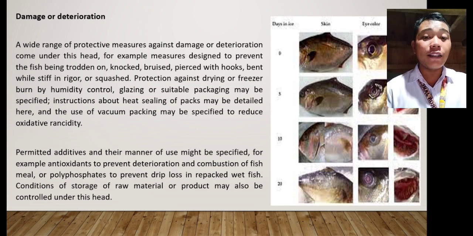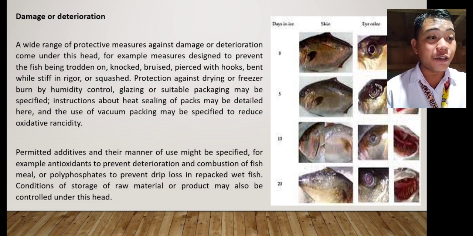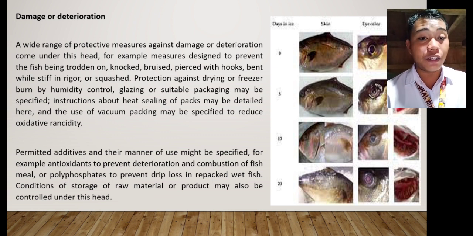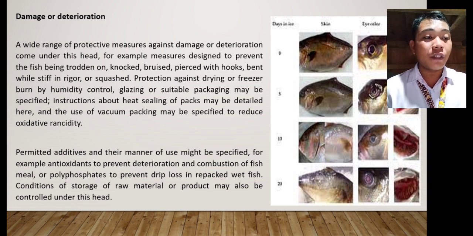Dayon, para pud matabangan nga malikayan ang deterioration sa imong fishery product, permitted additives and their manner of use might be specified. For example, antioxidants to prevent deterioration and combustion of fish meal, or polyphosphates to prevent drip loss in repacked wet fish. So, mga gigamit nga mga certain like either natural or synthetic nga mga additives para matabangan nga ma-preserve ang isda. Then, conditions of storage of raw material or product may also be controlled under this head.